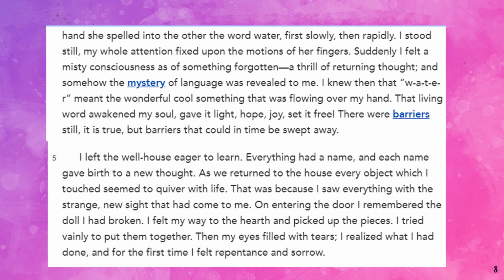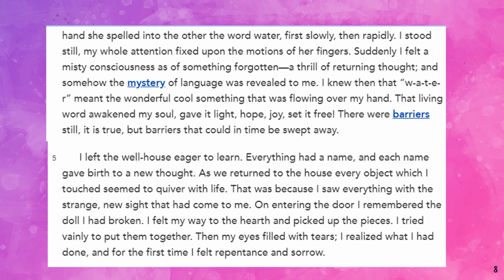There were barriers still, it is true, but barriers that in time could be swept away. I left the well house eager to learn. Everything had a name, and each name gave birth to a new thought. As we returned to the house, every object which I touched seemed to quiver with life. That was because I saw everything with the strange new sight that had come to me.